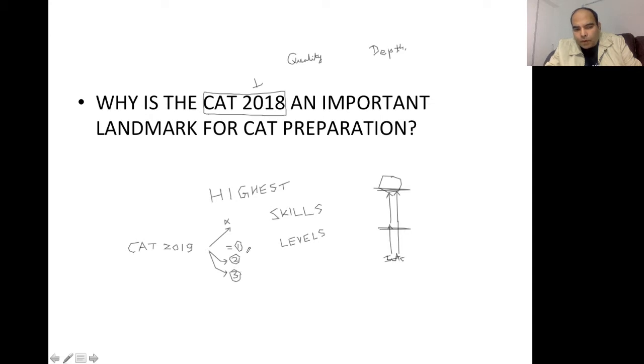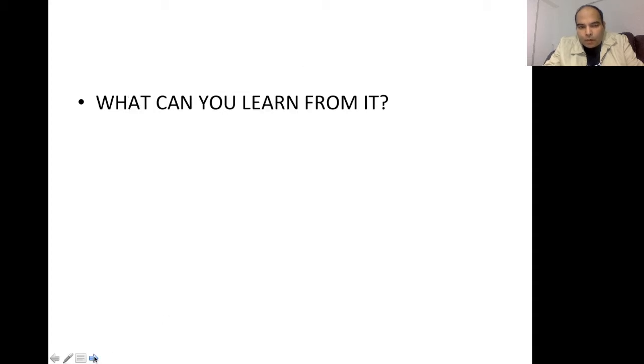So if it remains at this level, it should be an advantage for you. If it comes down one level, it should be an advantage for you. If it comes down two levels and it becomes a speed test like the CAT 17 paper was, it should be an advantage for you. Your preparation should be such that whichever level it goes to, you should have an advantage.